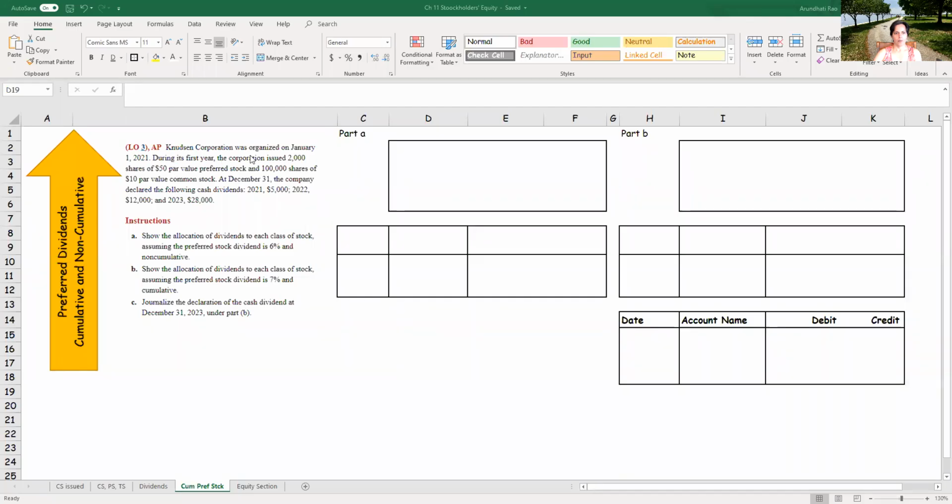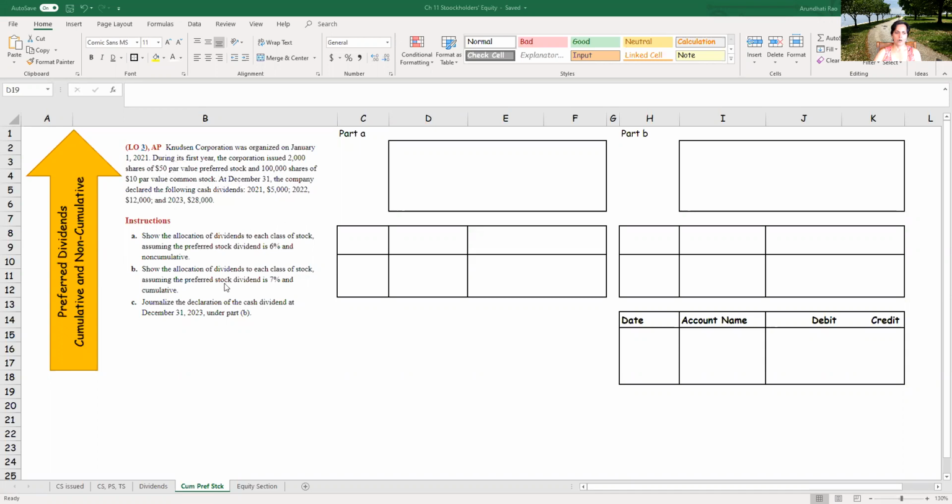So here we have a company that's organized on Jan 1st, 2021. During the first year of operations, they've issued 2,000 shares of $50 par value preferred stock and 100,000 shares of $10 par value common stock. At December 31st, the company declared the following cash dividends. So 2021, 2022, and 2023, for 3 years, they paid out dividends.